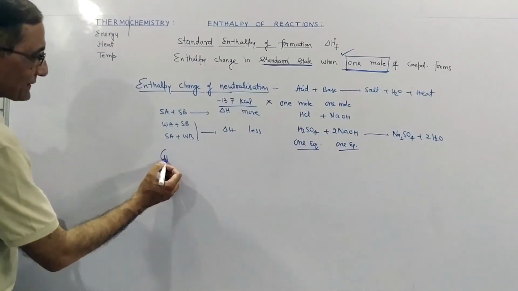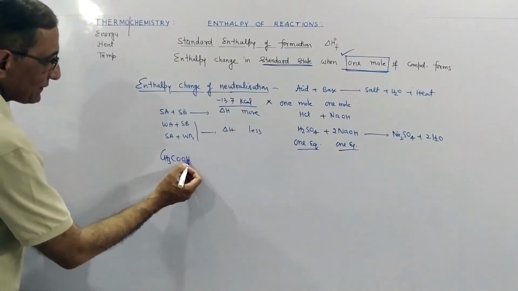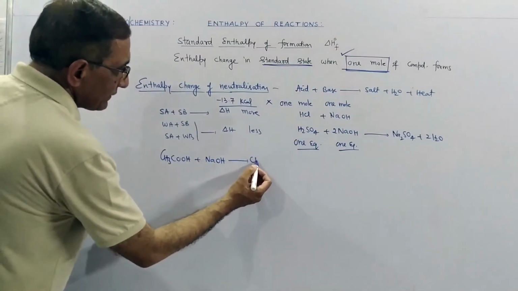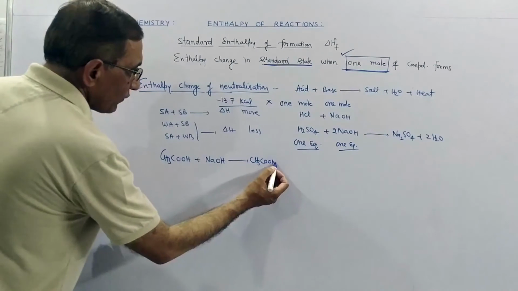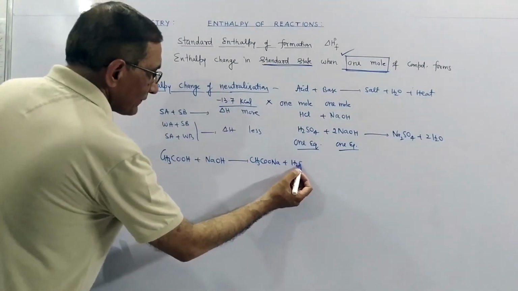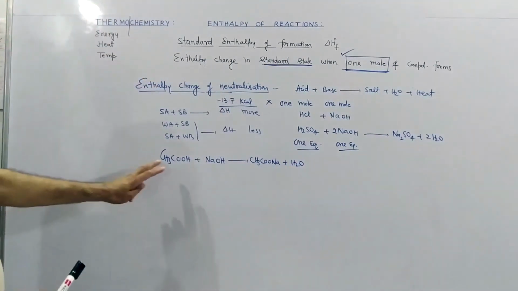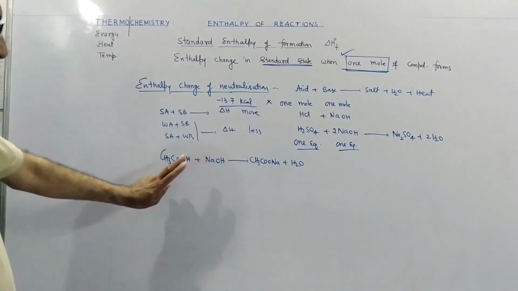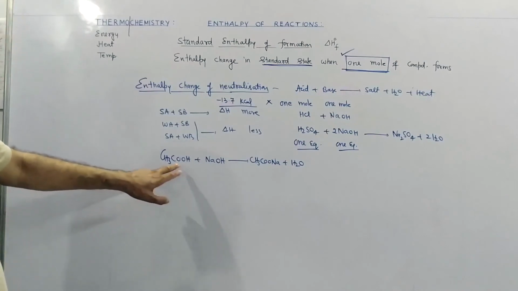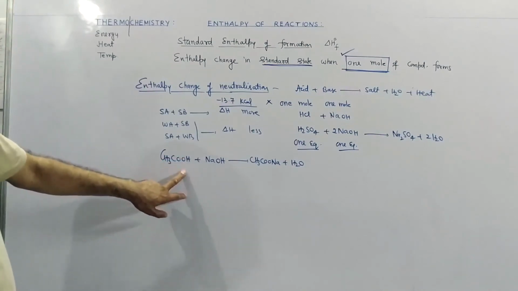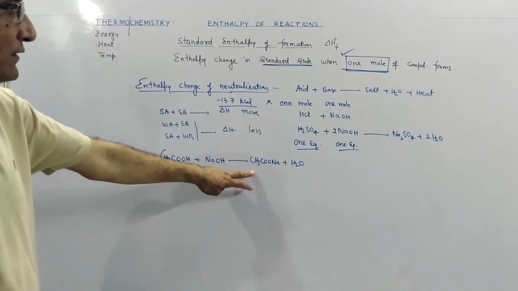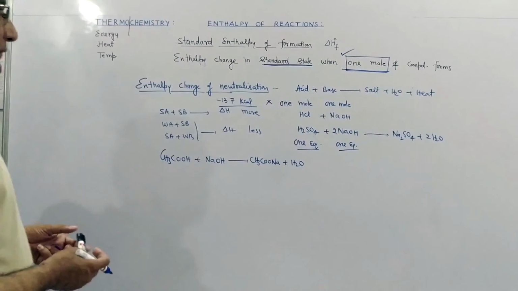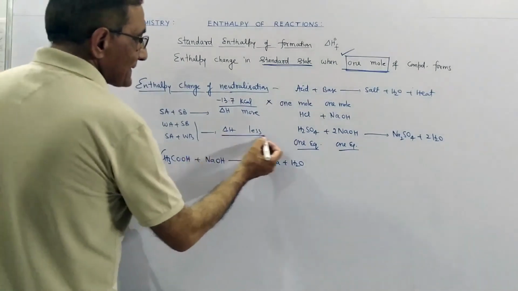Suppose we take the example of acetic acid neutralized by NaOH, then we will get CH3COONa plus water. Now what happens here? We have 1 gram equivalent of acid, 1 gram equivalent of base, but this acid is a weak acid. So first we have to ionize it. So whatever heat is released here, some heat is utilized to ionize the weak acid. So therefore we say that here delta H is less.